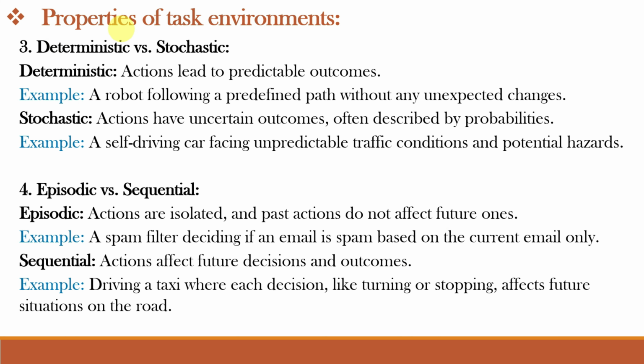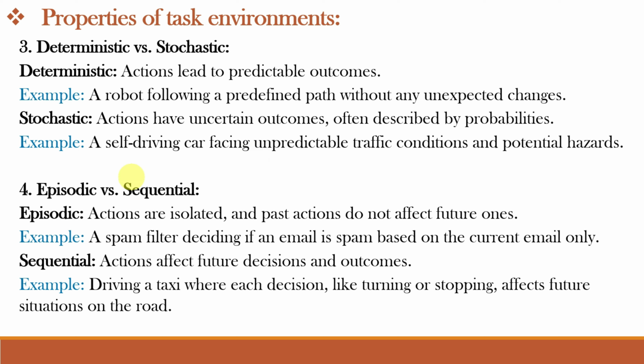Okay, let's go ahead. The third property of the task environment is deterministic versus stochastic. As the name suggests, deterministic means one where the outcomes of the agent's actions are predictable. We can determine what will be the output, right? Whereas stochastic means probabilistic, where the output involves some randomness. Okay, the example of deterministic task environment is a robot following a predefined path. So you can determine on which path it will go. Whereas the example of stochastic task environment is a self-driving car. Okay, why? Because it will be facing unpredictable traffic conditions and potential hazards.